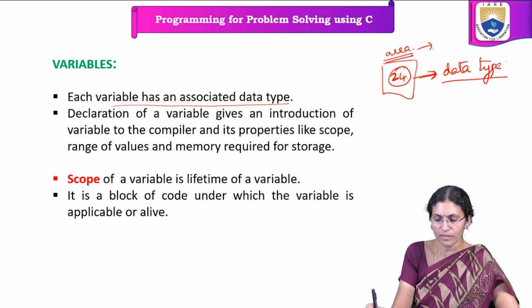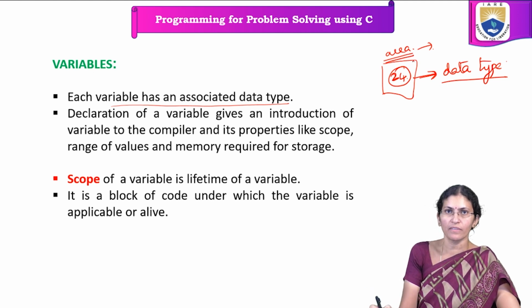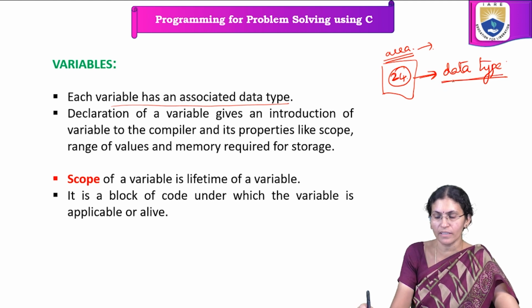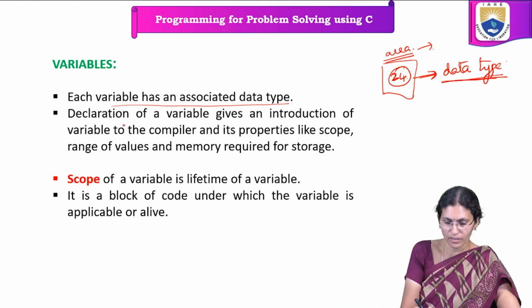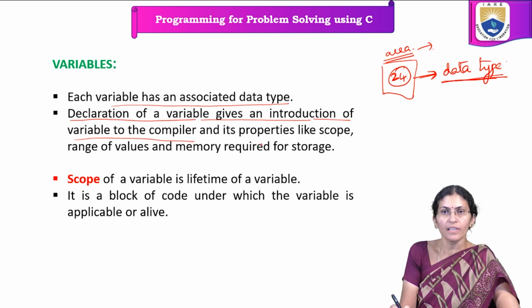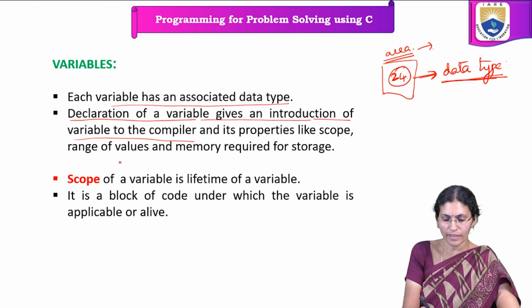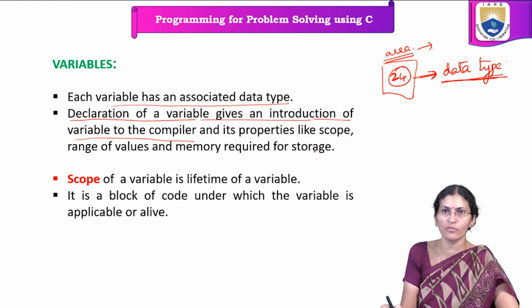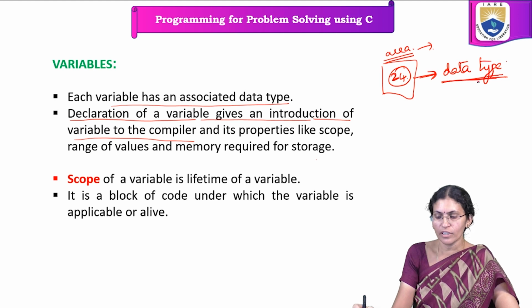When we are using variables, we have to first declare the variables. Declaration involves specifying the data type of that particular variable. Declaration of a variable gives an introduction of the variable to the compiler and its properties like scope, range of values, and memory required for storage. There are different data types, and depending upon the data type, a different amount of memory is required for storing a particular value. Therefore, in the declaration part of the program, we need to specify the data type of the corresponding variable.